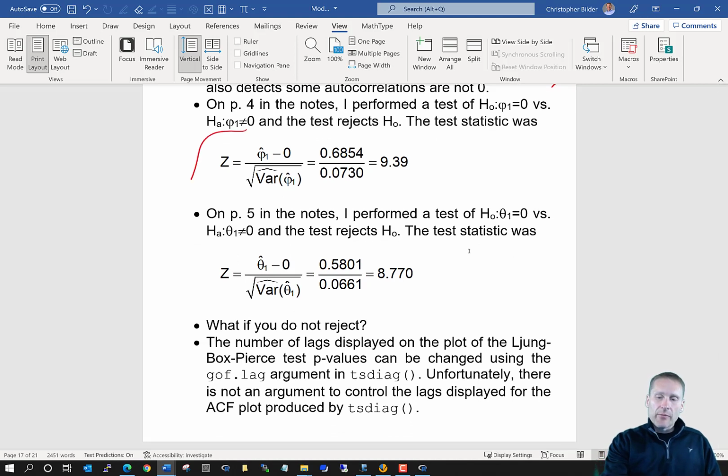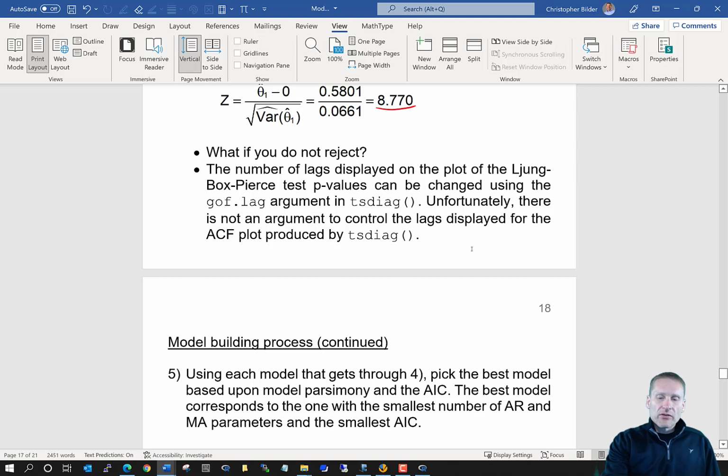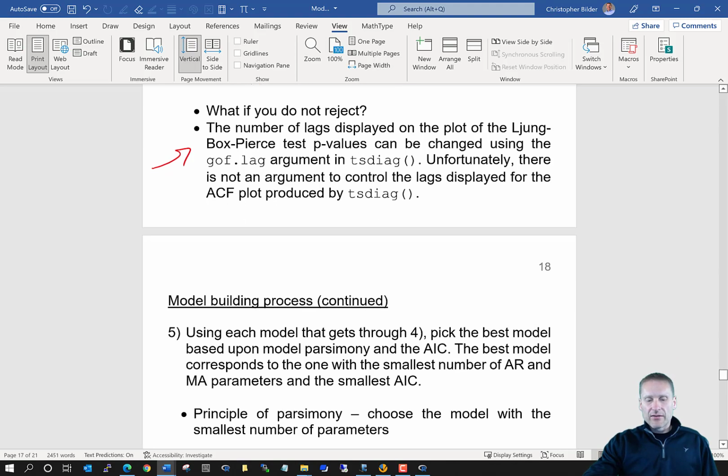We talked about the hypothesis tests for the parameters as well. With these particular hypothesis tests, it just gives the test statistics out formally. We would reject H0. If I did not reject H0, then that would call into question, well, do I really need a theta 1 term? We also talked about the Ljung-Box test. The MA(1) model itself does fail the Ljung-Box test.